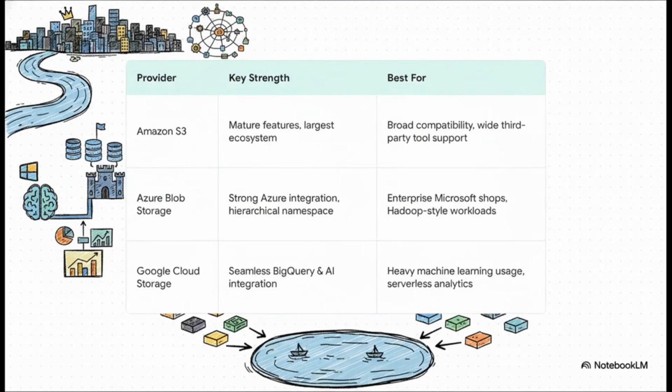So in this world, you've basically got three big players, three cities to choose from. Let's break them down. You've got Amazon's S3, which is the oldest and most established. That means it has the biggest ecosystem of tools that plug right into it.